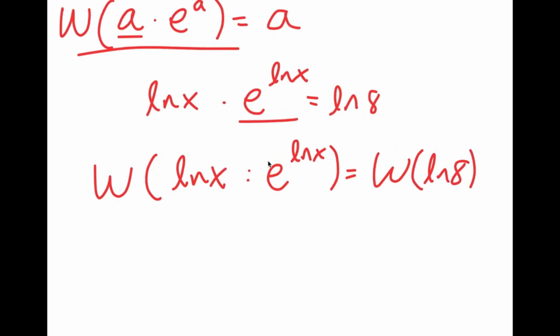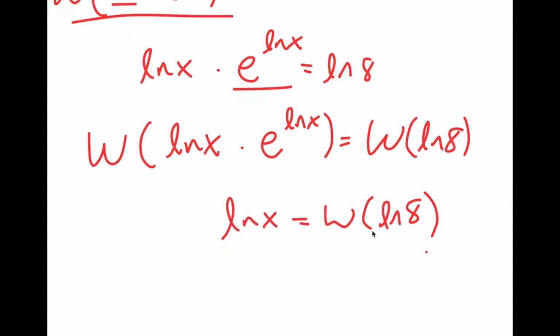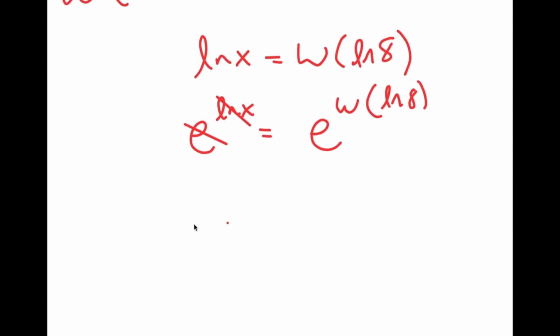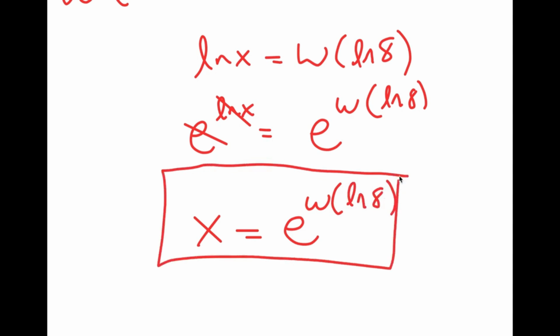And this simply turns into ln x is equal to W of ln 8. And then now I'm going to take e to the power of both sides. So I get e to the power of ln x is equal to e to the power of W of ln 8. And e and ln cancel out. So I get x is equal to e to the power of W of ln 8. So this is my value of x.